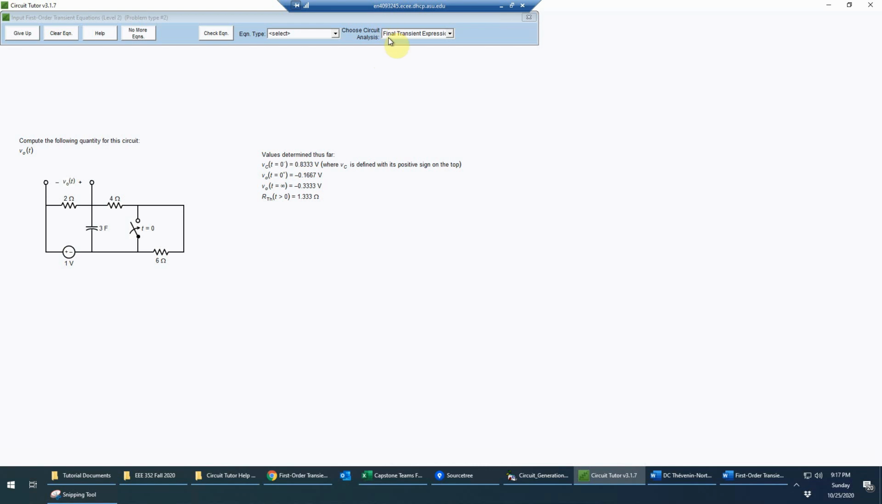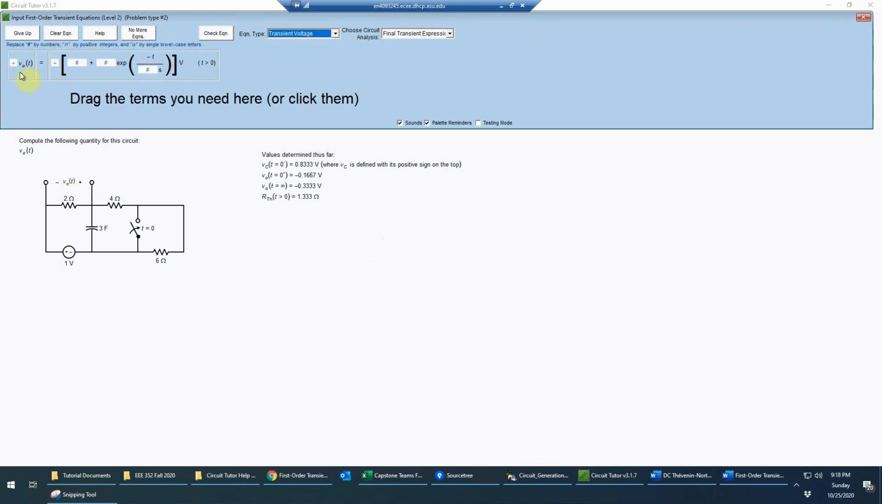And now we've got all the information that we needed to find about this circuit. So now we're ready to enter this final transient expression. And remember that on a test, you'll need to know the form of this expression, even though it's kind of giving it to you here, unless your instructor gives that to you. So here we're looking for a voltage, so we're going to find a transient voltage. Okay, so V naught of t will just be this standard term.